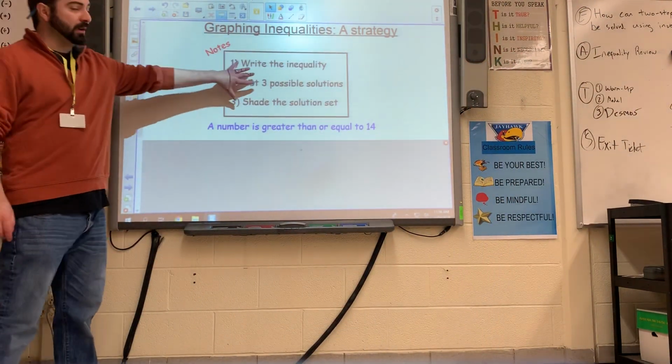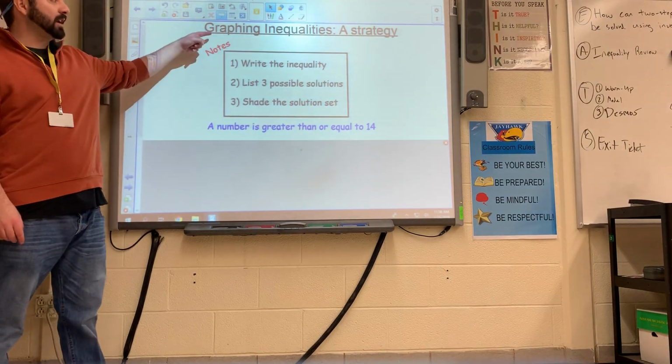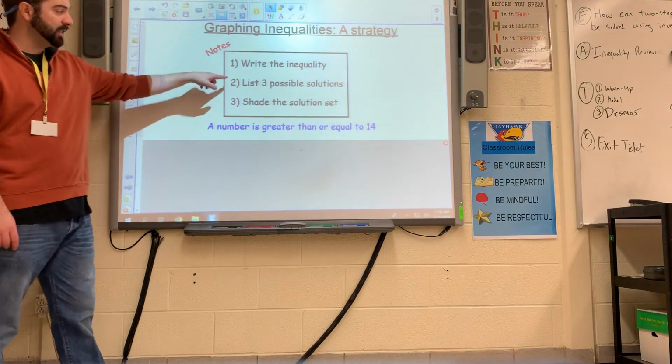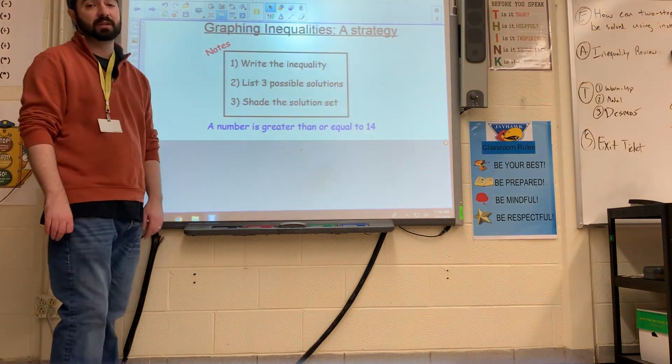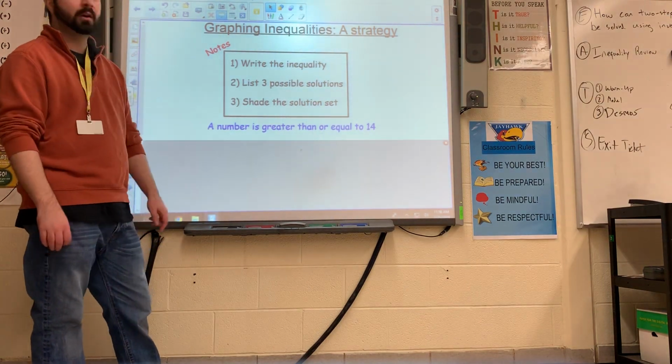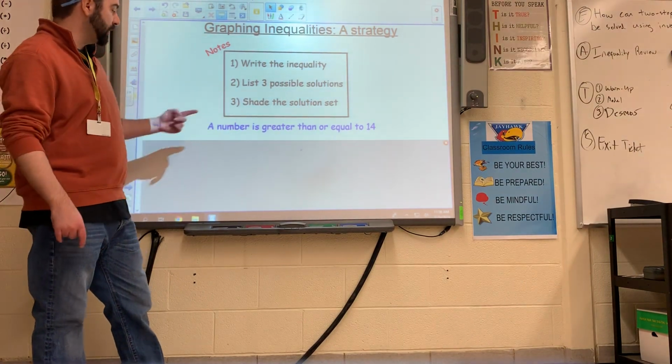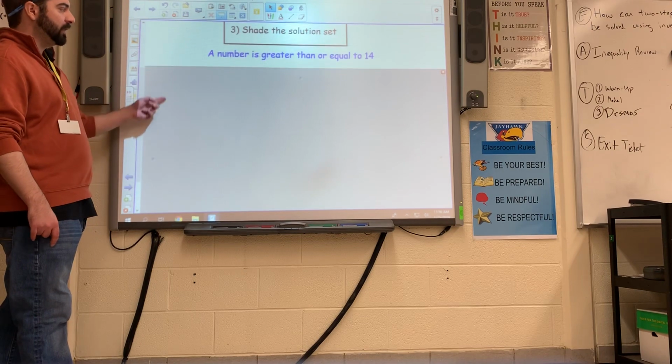Last things, there's a little bit of notes to write in this next slide. So how to graph inequalities, the strategies. The first one, we have to write the inequality. The second thing, we have to list those 3 possible solutions that can make that inequality true. And the last thing, we shade with an open circle or a closed circle and in the direction of our solution set. So below, I have a little bit of an example.